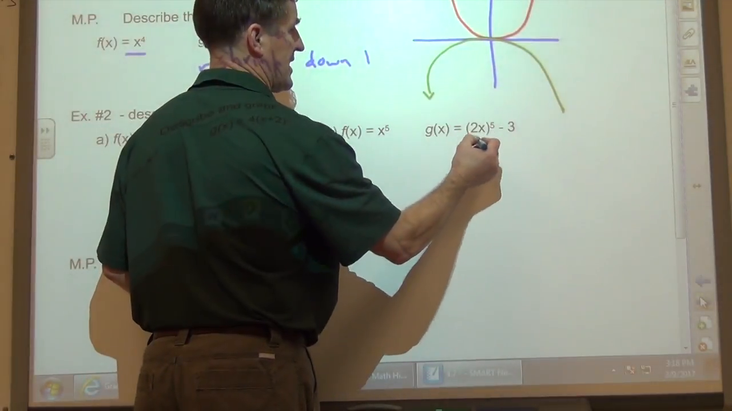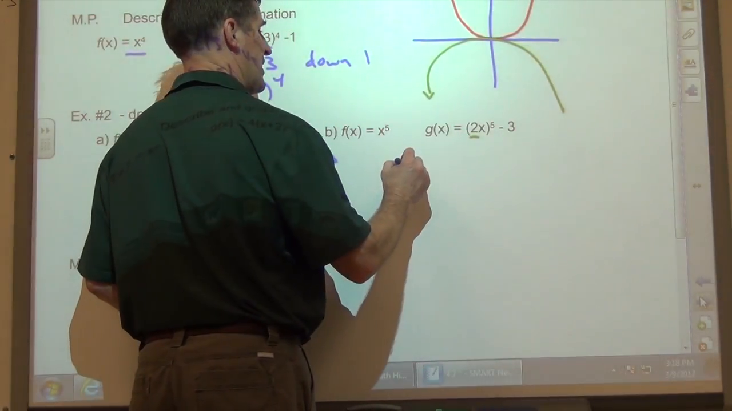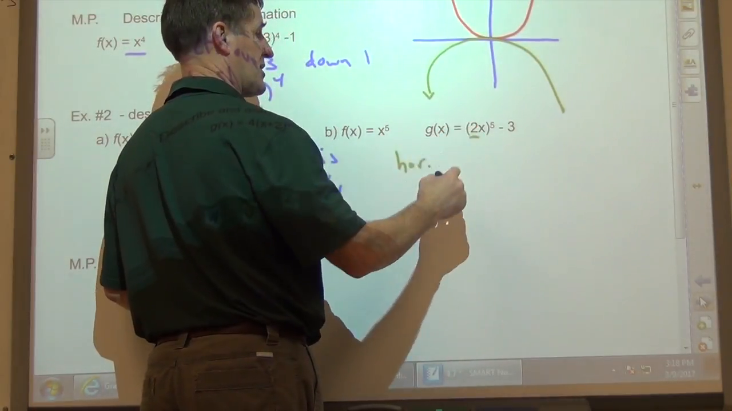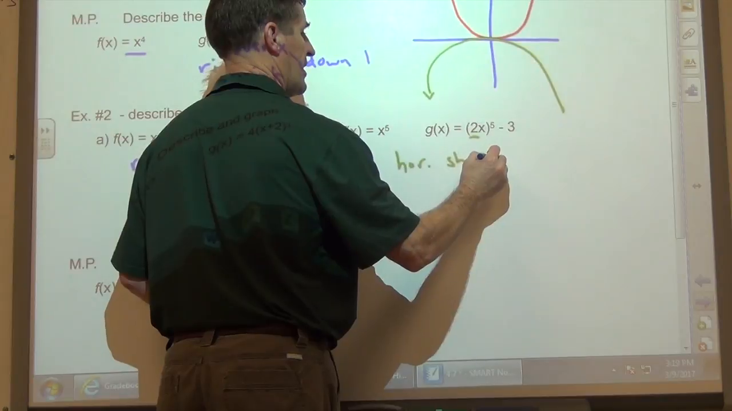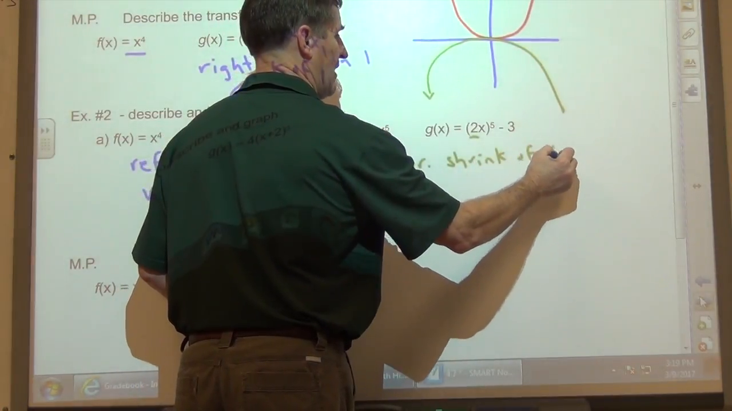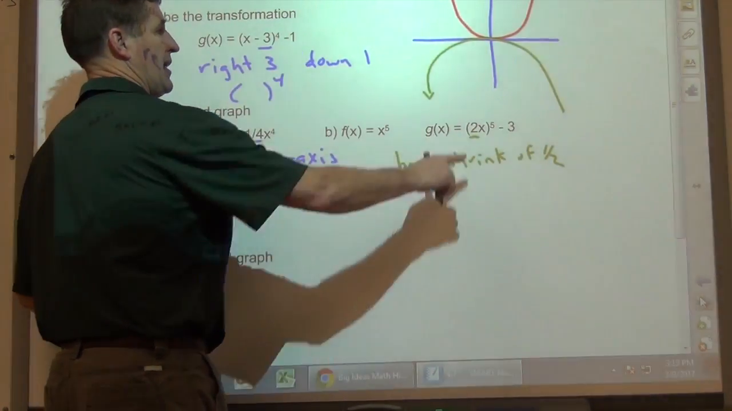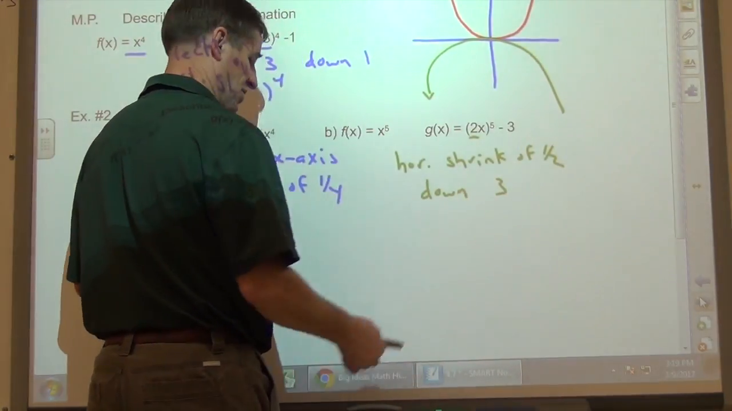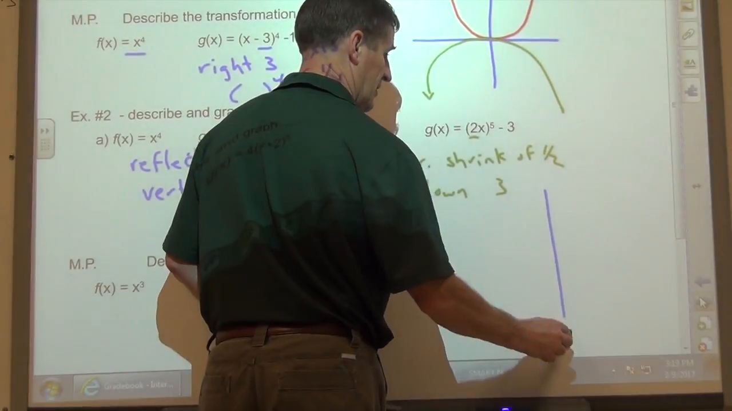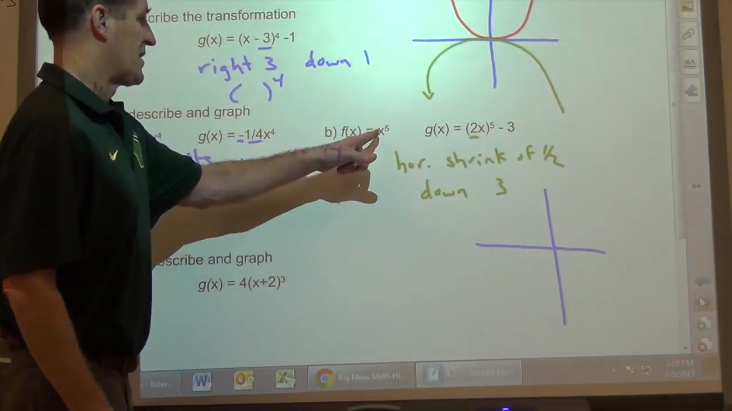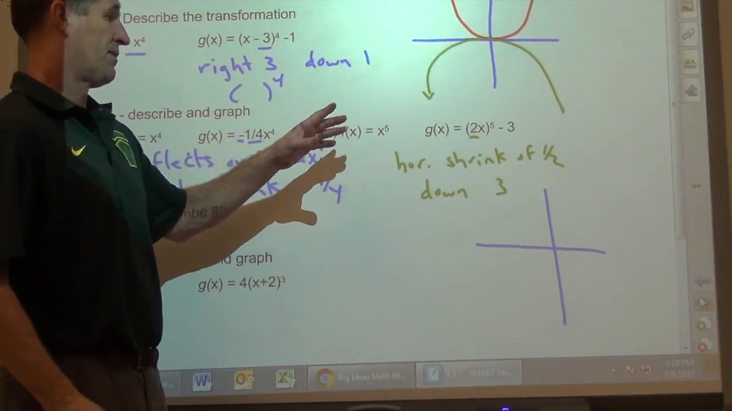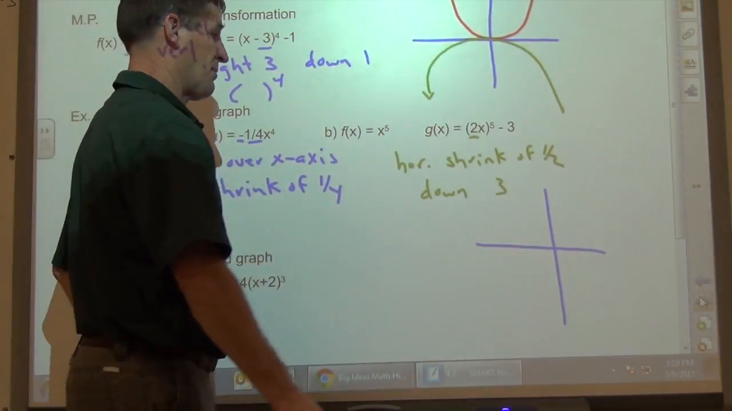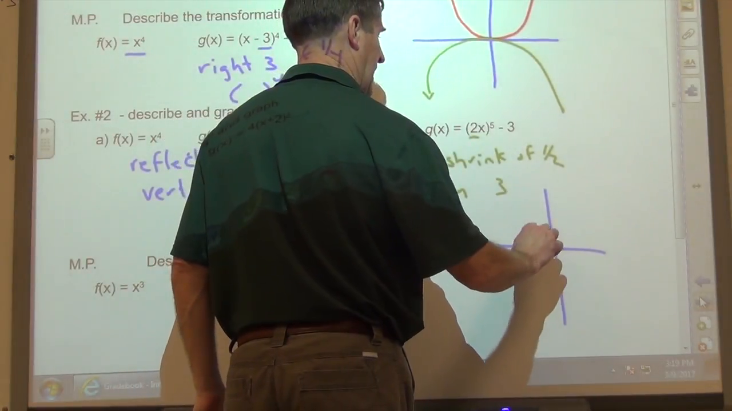So on this one, it's x to the 5th. So now the 2 is inside, so that's horizontal. Now remember, it's the inverse of what it says. So that would be a shrink of 1/2, because you have to flip it over. And then the -3 is outside, so that would be down 3. And if I was to graph this, remember, if it's an odd power, that tells us that one's going up, one's going down. It's positive, so it finishes going up. So this graph might look something like this.